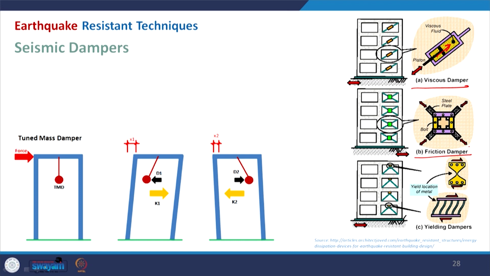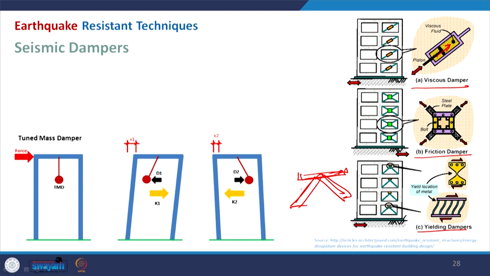Sometimes we can go for yielding dampers, which are very low cost solutions, where we use metal members that bend to the yield level, and with the elasticity it helps to damp the motion.